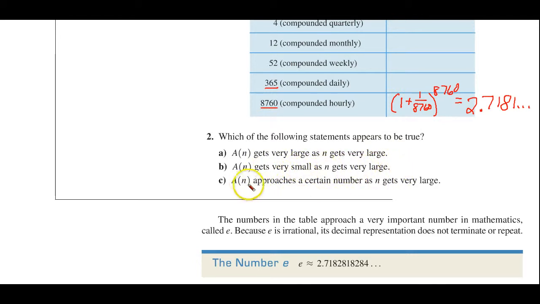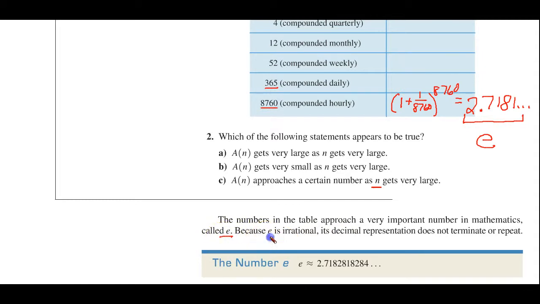But as this gets larger, it approaches a certain number no matter how large this gets. And this number that it approaches is called E. This is what the variable E is. The number in the table approaches a very important number in mathematics. We call this number E.